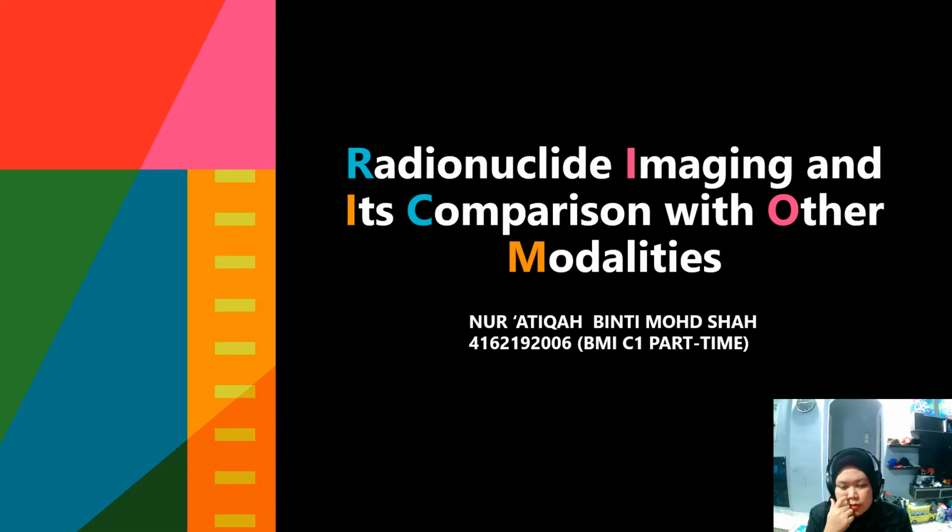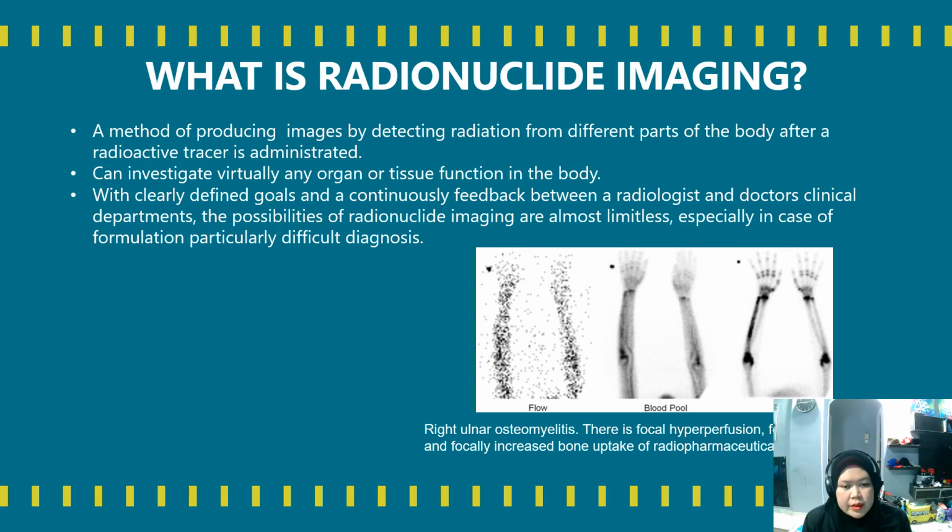So today I would like to share about radionuclide imaging and its comparison with other modalities. Radionuclide imaging is a method of producing images by detecting radiation from different parts of the body after a radioactive tracer is administered. It can investigate virtually any organ or tissue function in the body. With clearly defined goals and continuous feedback from radiologists, doctors and clinical departments, the possibilities of radionuclide imaging are almost limitless, especially in the case of formulating particularly difficult diagnoses.